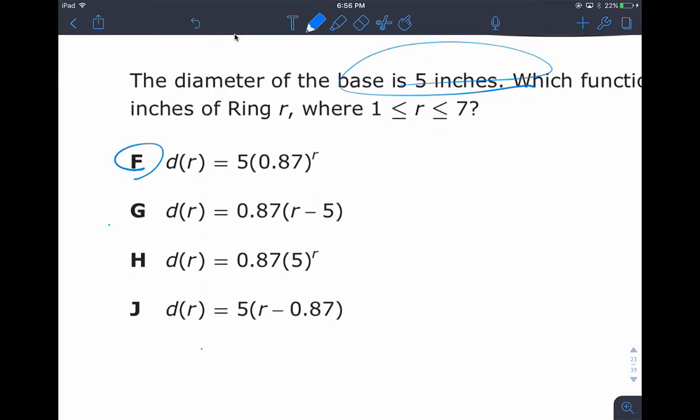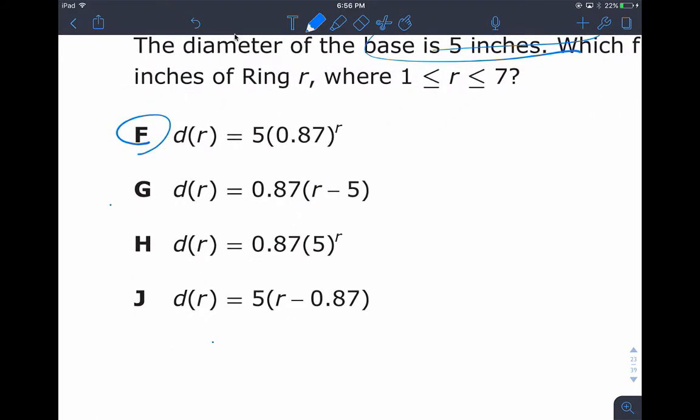Now be careful, they might try to switch it up on you. Notice that H is really similar, except it had the A and B value switched around. It's saying you're starting at 87% and then multiplying by 5 multiple times. If you plug in 1, plug in 2, plug in 3, you'd probably figure out quickly that there's no way it could be 87, because then the diameters would get very big quickly. If you're taking 87, multiplying that by 5, and then multiplying that answer by 5, it starts getting really big really quick. So definitely not H.